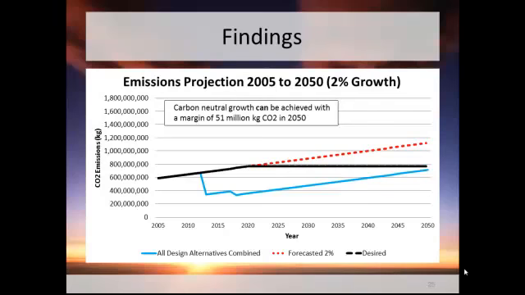Implementing all the design alternatives we've analyzed suggests that carbon neutral growth can be achieved with a 2% growth rate. This implementation assumes that all design alternatives would be implemented at full capacity starting in 2013, and emissions reduction would be immediate, with the exception of alternative fuels, which begins in 2018.